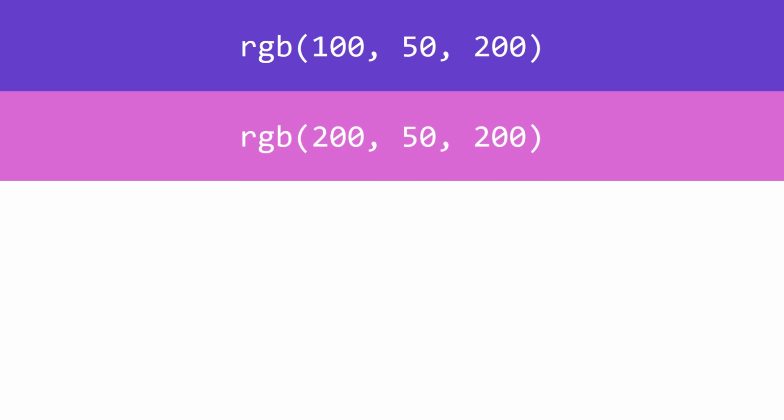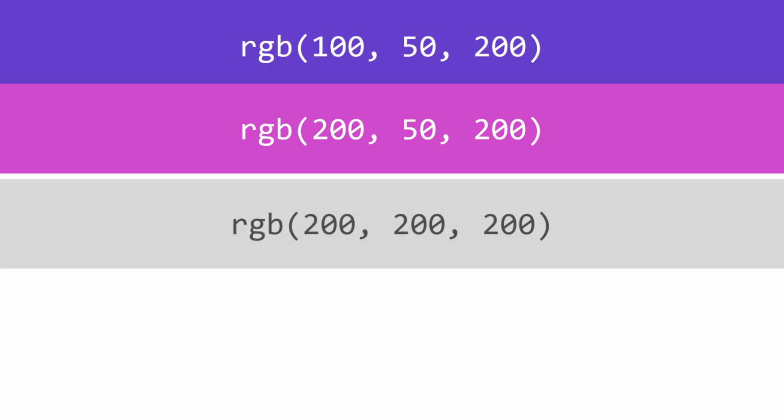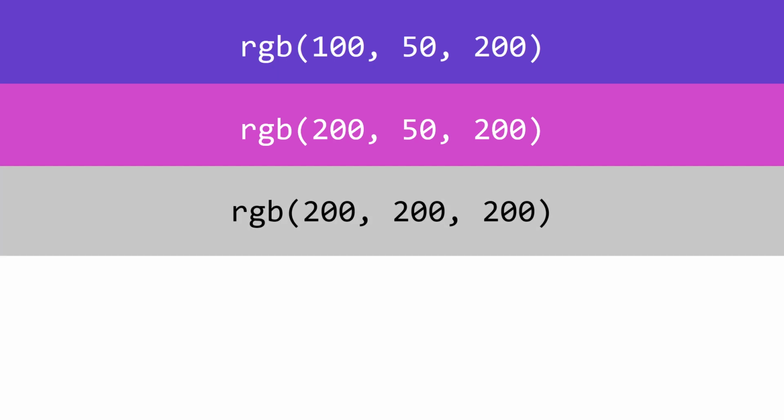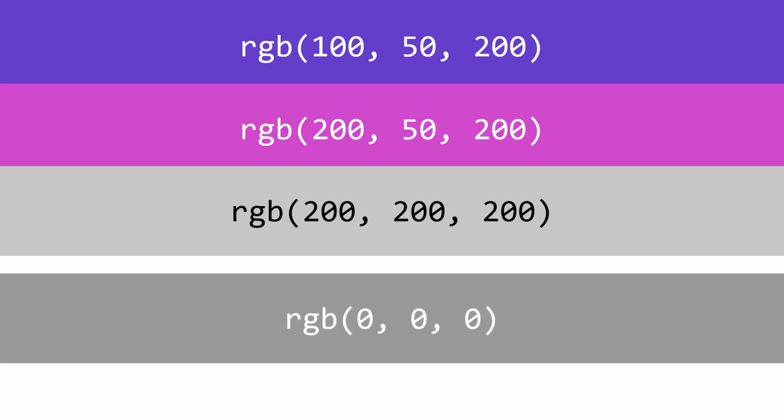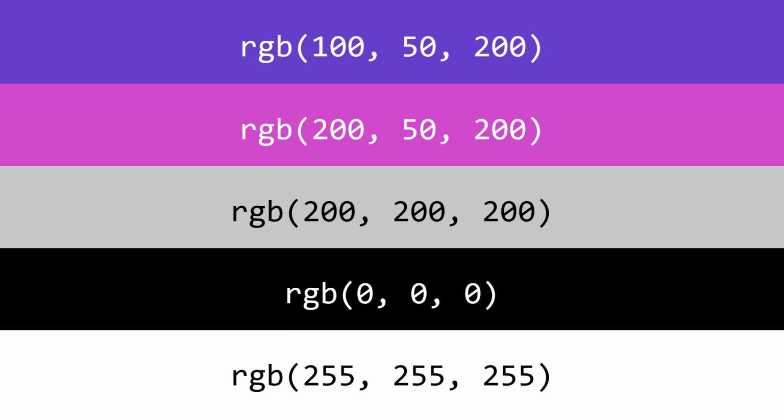The easiest way to see how this works is with a few examples. RGB 100, 50, 200 is medium red, very little green, and a lot of blue. When you put that together, it creates a nice purple. If you increase the red to 200, then it becomes a nice pink. If you then increase the green to 200, it becomes gray. If all 3 colors are the same intensity, then it becomes equivalent to a shade of gray, as we discussed earlier. RGB 0, 0, 0 is solid black, and RGB 255, 255, 255 is solid white.